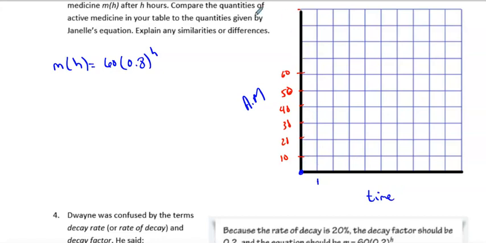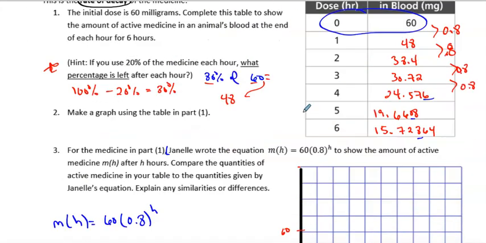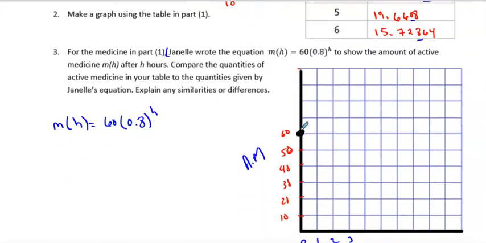So at time 0, here's 0, 1, 2, 3, dot, dot, dot. And let me just get rid of this. So looking at the table, my y-intercept here is 60. All right, so let's get that 60 on there. Here we go. Sorry about that. Here's 60. All right, and then at 1, we're at 48, which is right around here. And then we're going to keep going down.